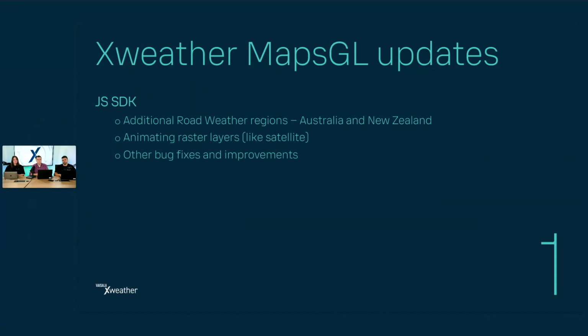So the updates section: Maps GL is undergoing a ton of development. The JS SDK has additional road weather regions for Australia and New Zealand available, and animating raster data sets as well, like the satellite layer, so those will match up as you animate with radar or whatever else you can think of. And then ongoing fixes and improvements as well. That full change log is available on GitHub.